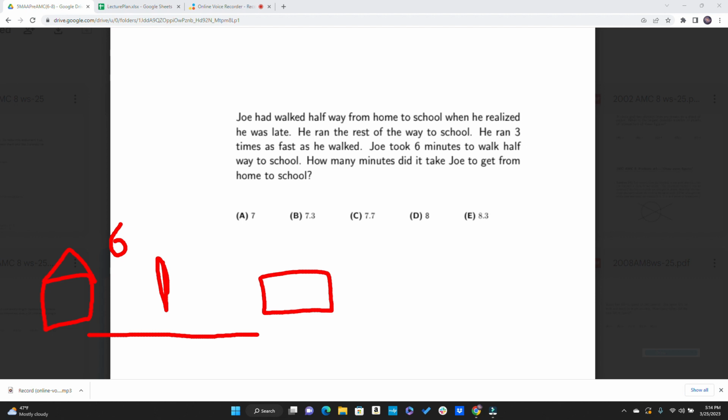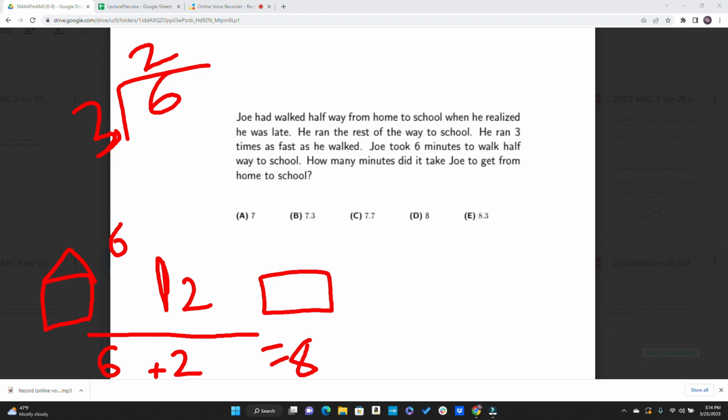Well, it's going three times as fast, so it's going to take him three times less time, right? He's going three times as fast, so we need a third of the time. 6 divided by 3. He's going 3 times faster. It's going to take him not as long. It's actually only going to take him 2 minutes. Right? Because 2 times 3 will be 6. So him going 3 times faster makes it a third of the time. So we've got 6 minutes walking the first halfway plus 2 minutes running the second halfway. 6 plus 2 is going to be 8 total minutes of travel for Joe. Takes him 8 minutes to get from home to school.